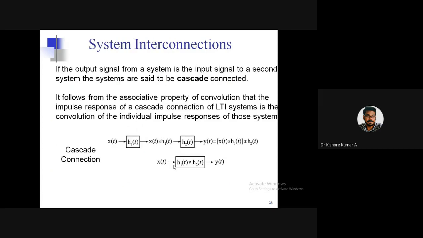So now we can go for the system interconnections. We can have cascade connections. Cascade means several systems can be connected together by means of some interconnections. If the output signal from a particular system is the input signal to a second system, then the systems are said to be cascade connected as specified here. So it follows from the associative property of convolution that the impulse response of a cascade connection of linear time invariant systems is the convolution of the individual impulse responses.